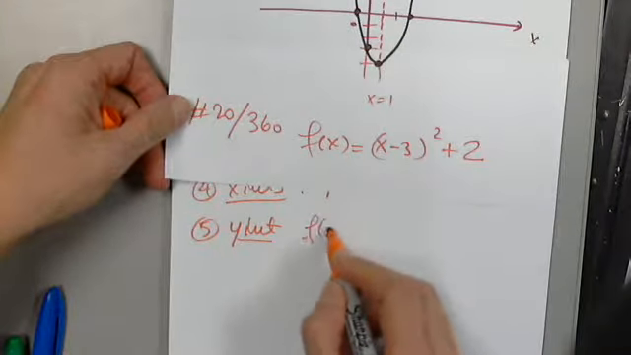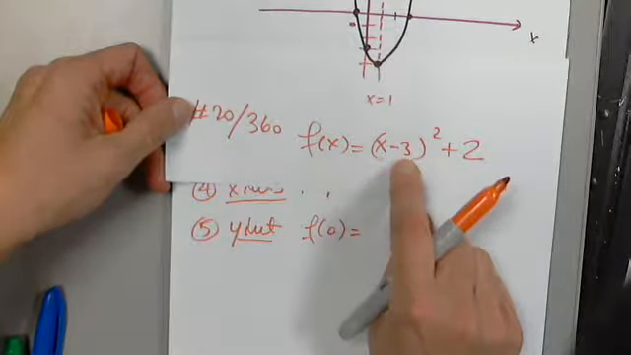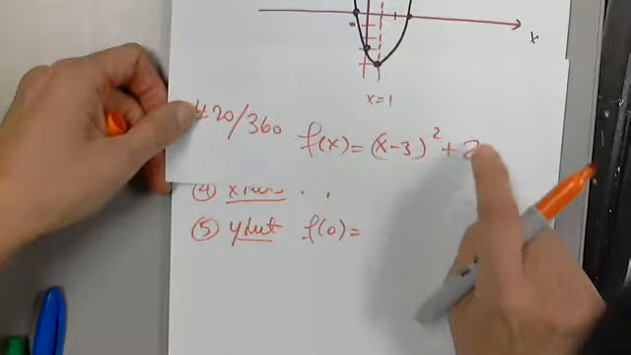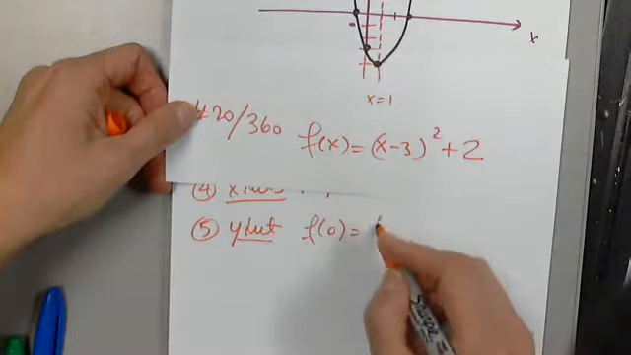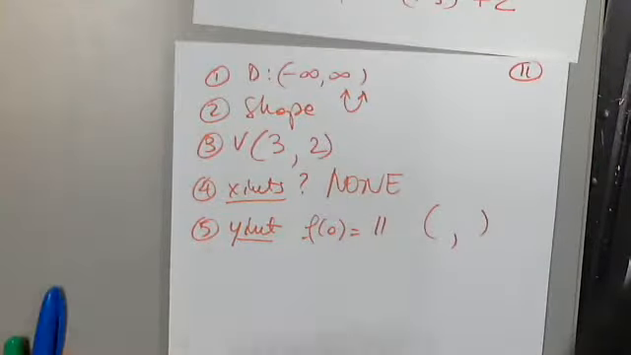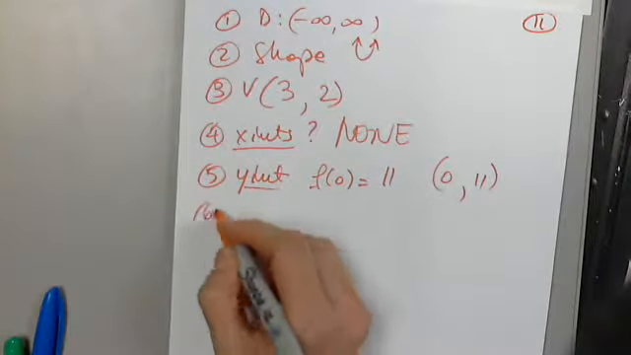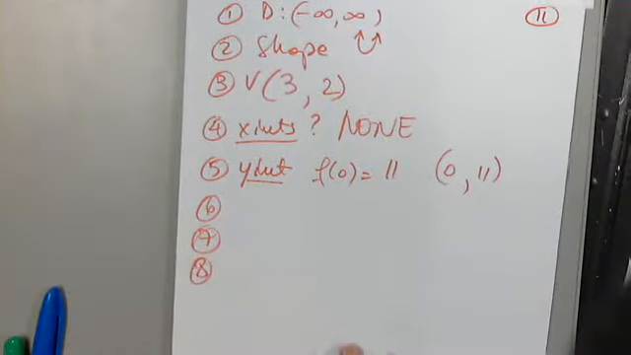So I have to find f of 0. How much is 0 minus 3? Negative 3. How much is negative 3 squared? How much is 9 plus 2? That's it. So I need a little bit of a calculation for the y-intercept, but not for the vertex. So what is the y-intercept here? Very good. So 6, 7, and 8, we already know they're just words.